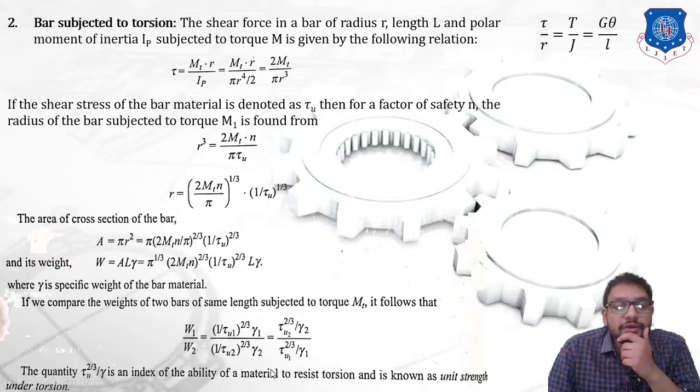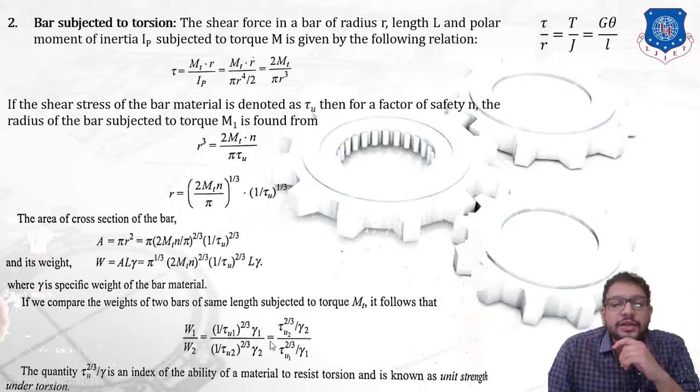In this, obviously we are going to consider that Mt is going to remain constant for both the bars, that is, twisting moment, torque is remaining same. Okay, length is remaining same, and factor of safety is also remaining same. So the final equation for this weight ratio will become tau u2 raised to 2 by 3 upon gamma 2 upon tau u1 raised to 2 by 3 upon gamma 1.